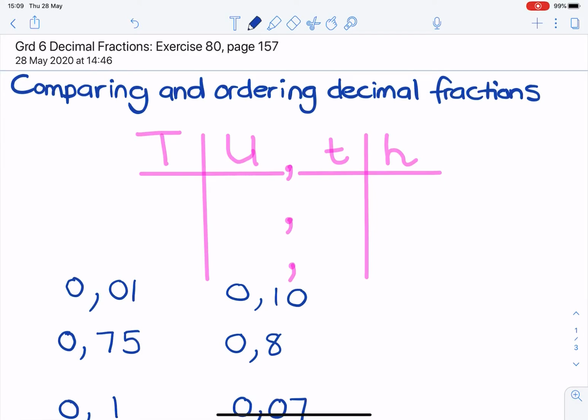Let's start with comparing. If I want to see which of these numbers is bigger, I'm going to put them in the place value columns. First number is 0,01, and the second number is 0,10. I have a 0 for each number in the units column. In the tenths column, I have a 0 and a 1. 1 is bigger than 0, so I don't have to go any further. 0,10 is greater than 0,01.